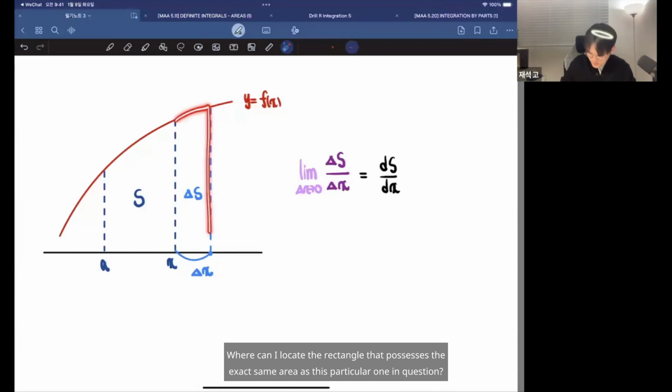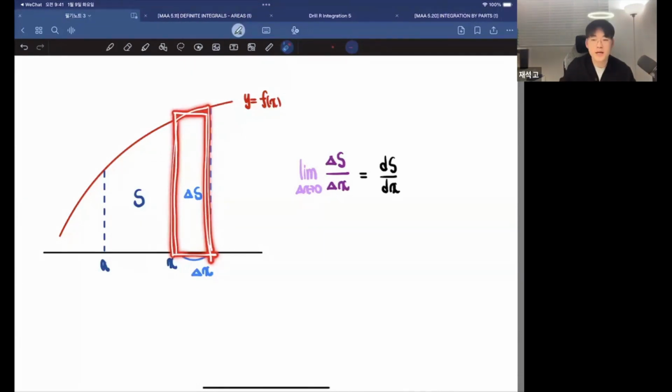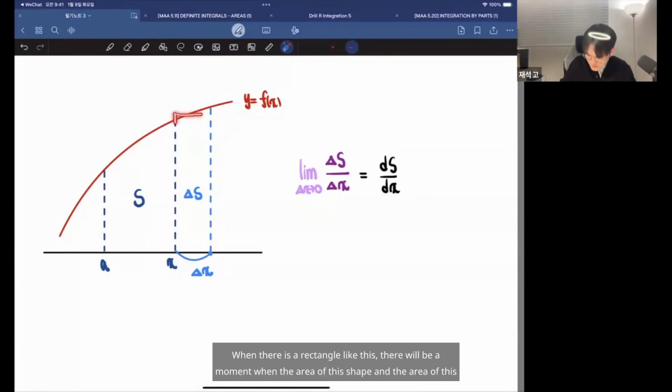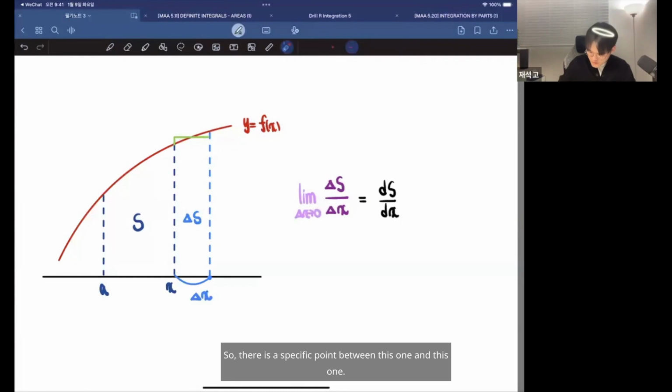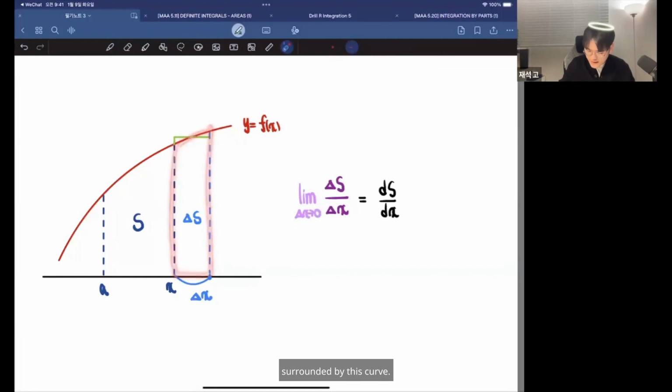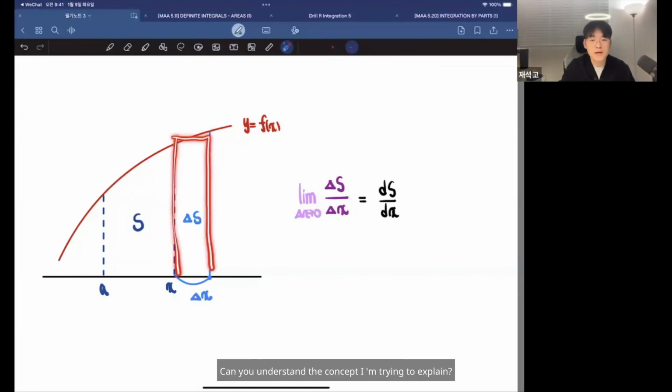Where can I locate the rectangle that possesses the exact same area as this one? When there is a rectangle like this, there will be a moment when the area of this shape and the area of this shape become equal. So there is a specific point between this one and this one. The way I marked the point is, I just drew a rectangle that has the same area as this enclosed part surrounded by this curve. Can you understand the concept I'm trying to explain?